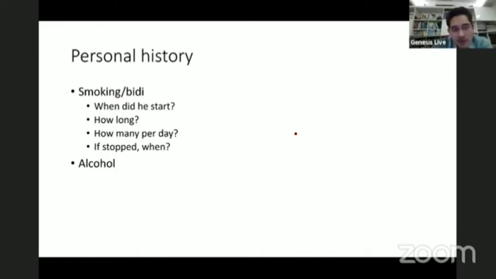Smoking in Bangladesh, a lot of people take bidi, which is even worse than the smokes that we take because they are usually unfiltered. When did it start? How long has he been smoking? 10 years, 20 years, 30 years? How many packs per day?